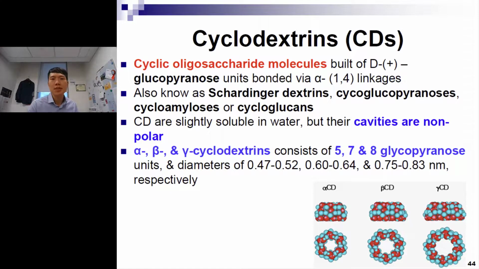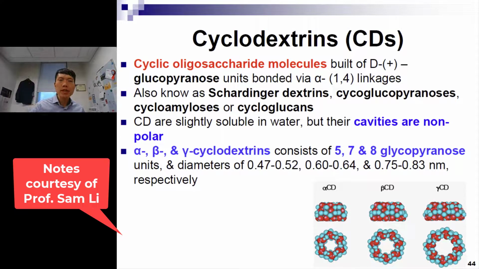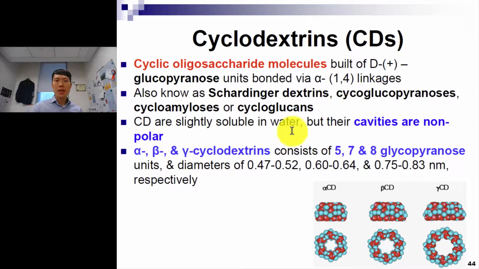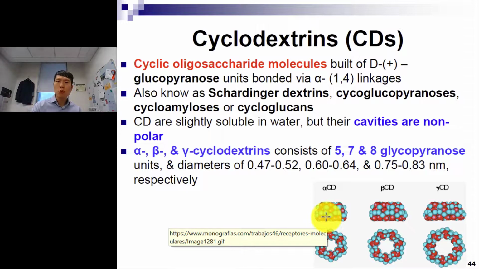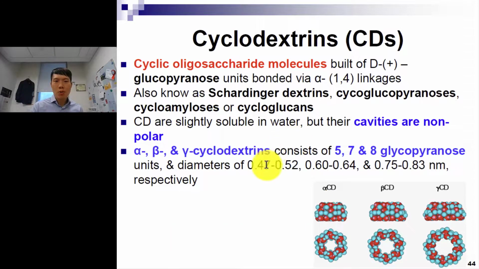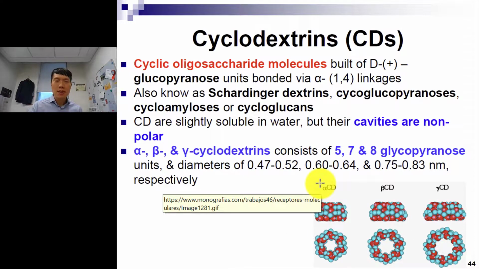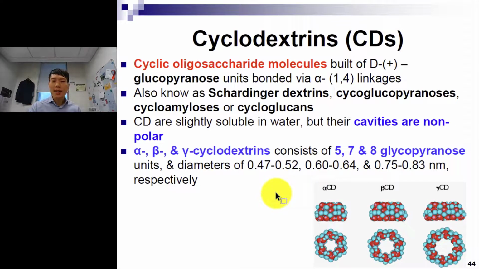Okay, now we talk about cyclodextrin, CDs. This is not new to you, as we have discussed early on in this lecture. So what are they? They are cyclic oligosaccharide molecules, built of D-glucopyranose units bonded via alpha-1,4 linkages. Other names include Schardinger dextrins, cycloglucopyranose, cycloamylose, or cycloglucan.